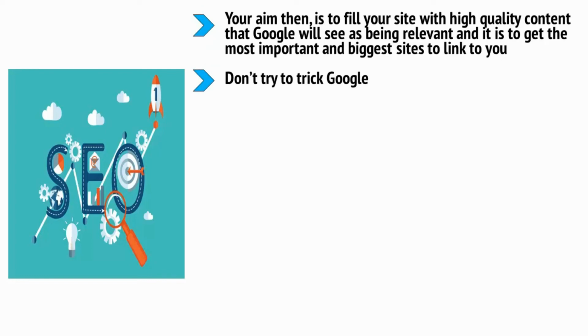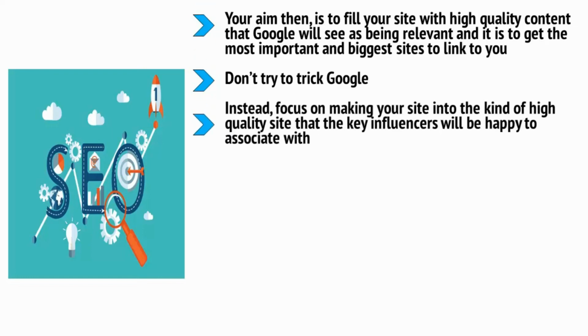Don't try to trick Google. Don't try to spam Google. Don't try to keyword stuff, repeating the search phrase in your content over and over again. And don't pay people to share your links. Google is smart enough to catch you, and you will be penalized. Instead, focus on making your site into the kind of high-quality site that the key influencers will be happy to associate with.